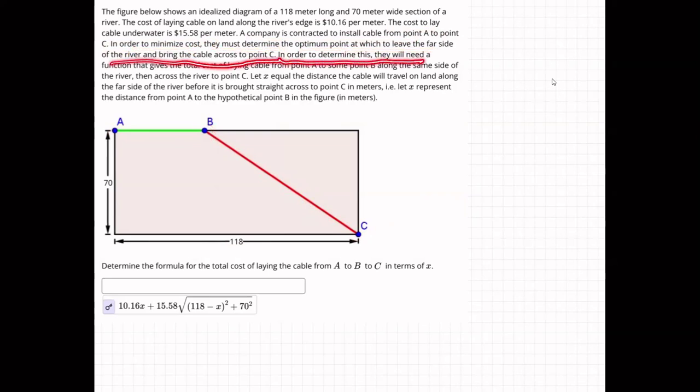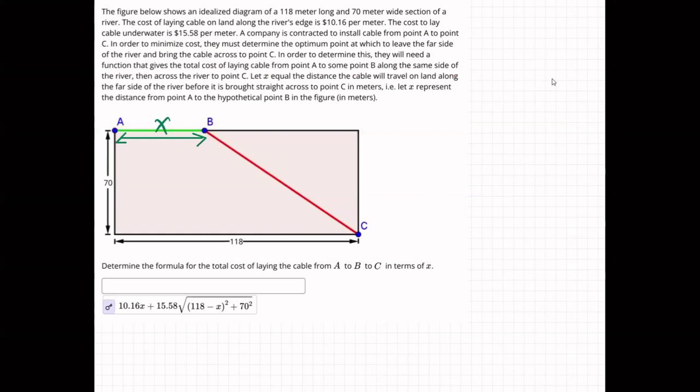In order to determine this, they will need a function that gives the total cost of laying cable from point A to some point B, A to B, along the same side of the river, then across the river to point C. Let x equal the distance the cable will travel on land along the far side of the river before it is brought straight across to point C in meters, i.e., let x represent the distance from point A to the hypothetical point B in the figure. So we'll say, from here to there, that is x. That's what they're saying.